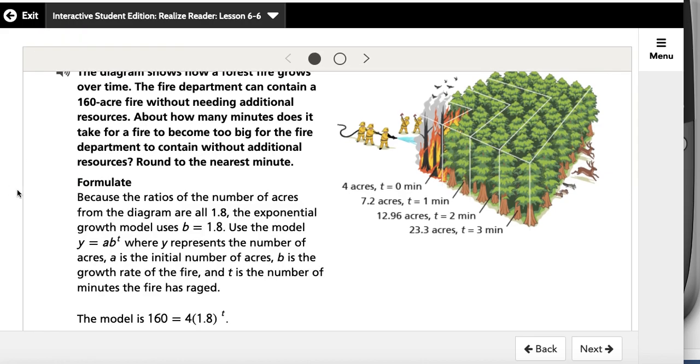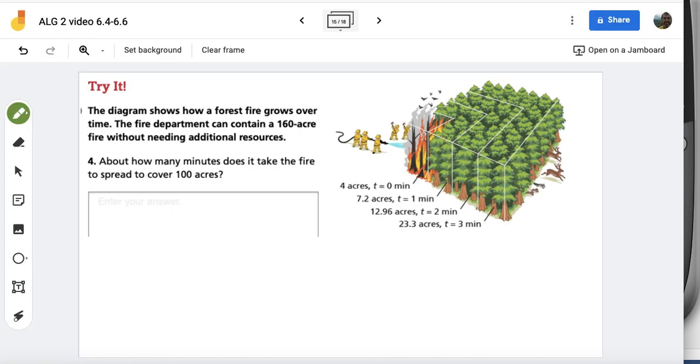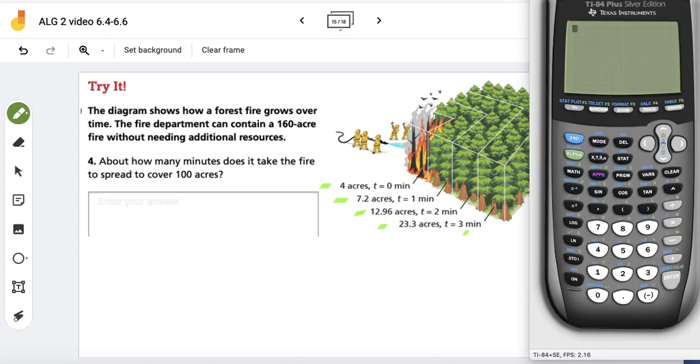Okay, and once again, I'm not crazy about their solution. Right off they say the ratio of the number of acres to the diagram is 1.8. You're like, what? Where's that? So let me talk you through that. They have these stats: 4 acres, 7.2, 12.96, 23.3, after successive minutes. So what we can do is find out, is there a consistent ratio? Let me go right to the calculator.